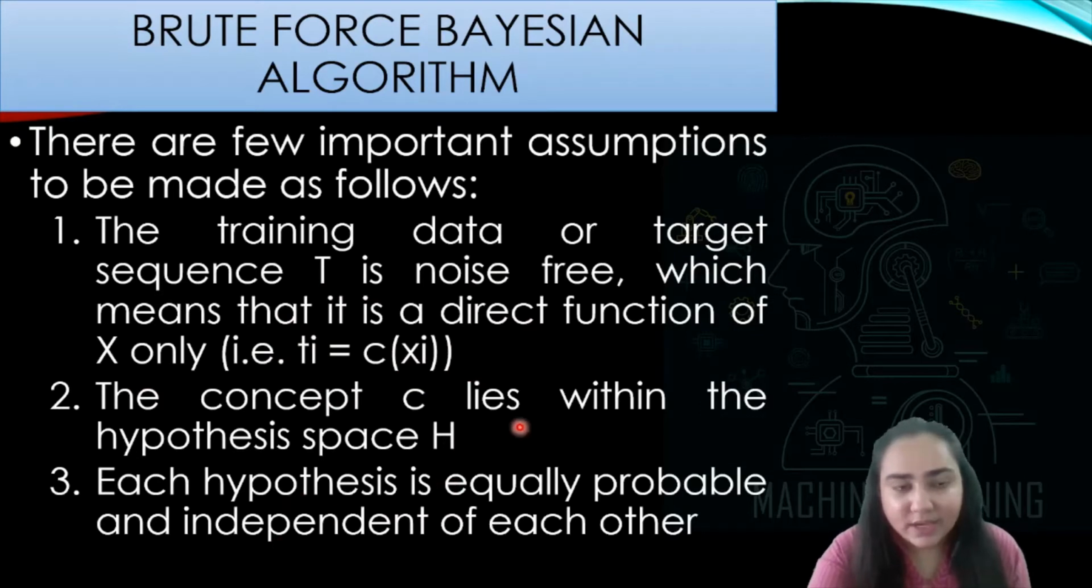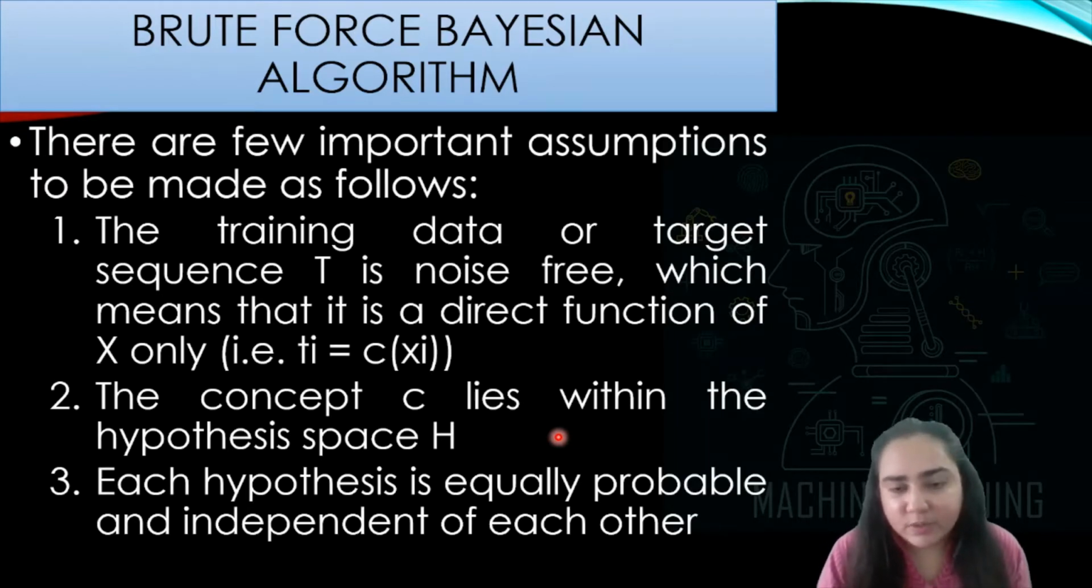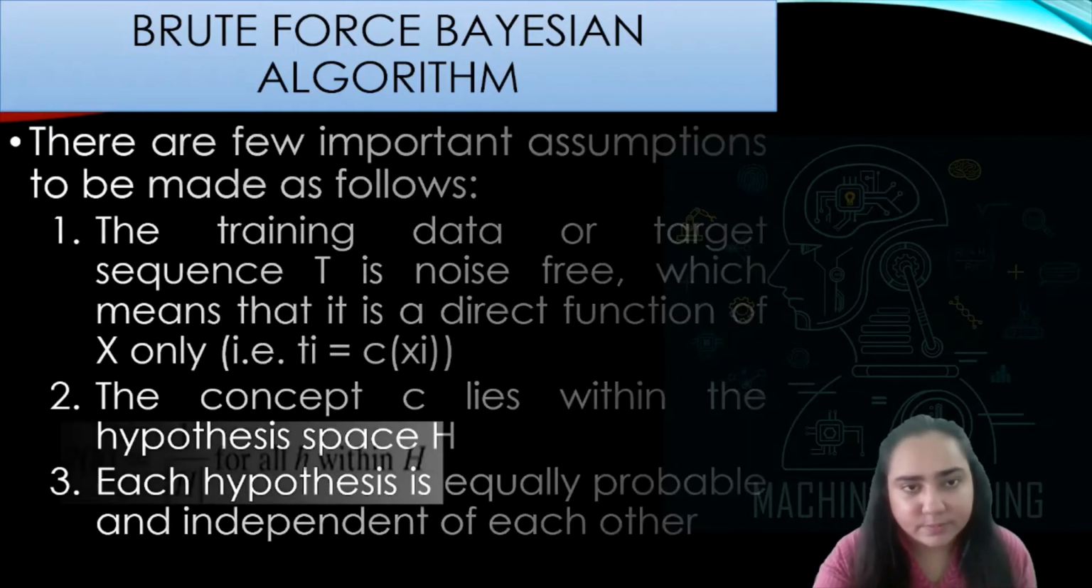Okay. The second assumption we are making is that the concept C lies within the hypothesis space capital H. Okay. So the concept C lies within the hypothesis space capital H. And the third assumption is that each hypothesis is equally probable and independent of each other. So if you have 10 hypotheses, all of them have equal chance of being true, and they are also not dependent on each other.